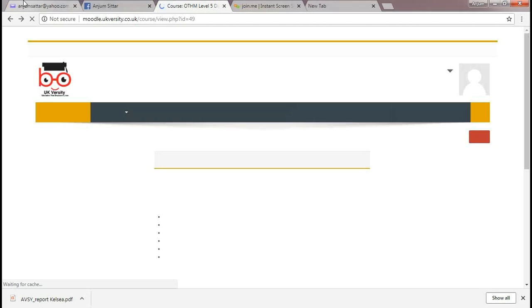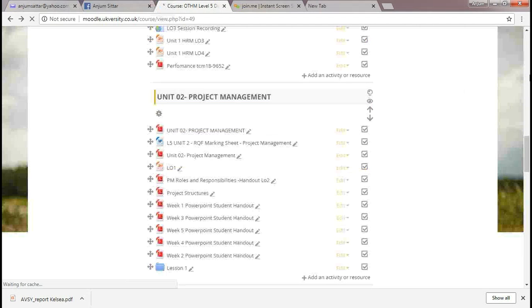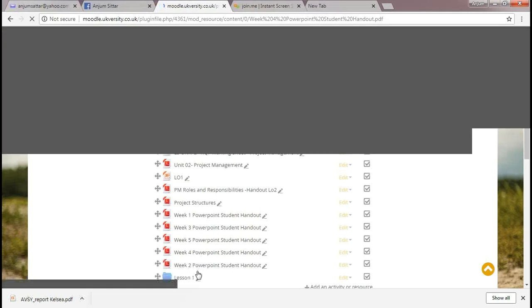I put the links there for a purpose. These are quite good handouts. You click here, for example, this is week 2. It's divided into week 1, week 2, week 3, and also by different learning outcomes. I put the link in my slide. When you do the assignment, it's quite good, you can go through these as well.